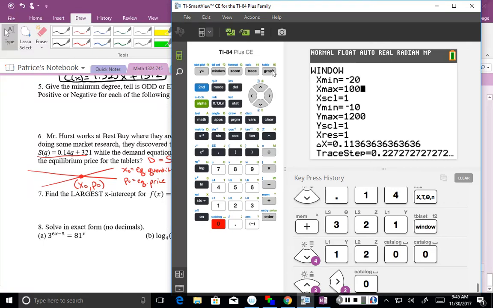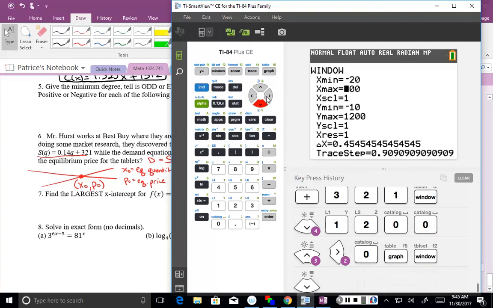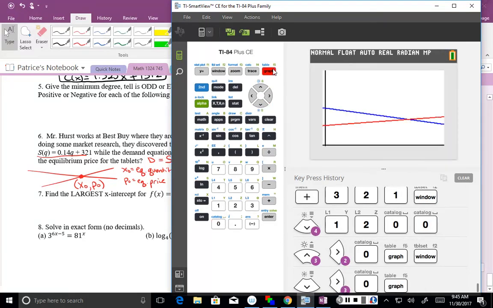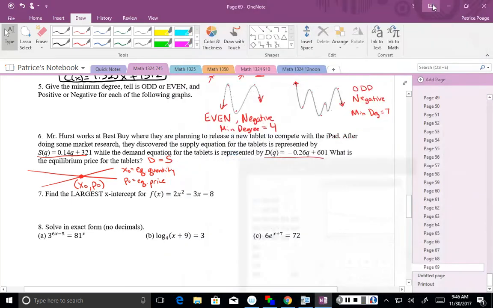Now if I graph these and it looks like parallel lines, which it kind of does, that always means that your x max is not big enough. So I'm going to go to my window and I'm going to add a 0 to my x max and graph, and there we go. So I'm going to go to second trace number 5, enter, enter, enter, and I get the point 700, 419. 700 is the equilibrium quantity, 419 is the equilibrium price. So that's if you solve it on the calculator.